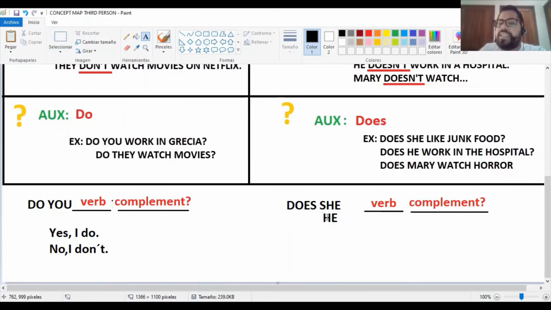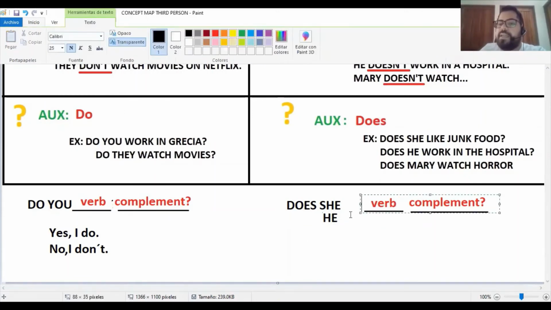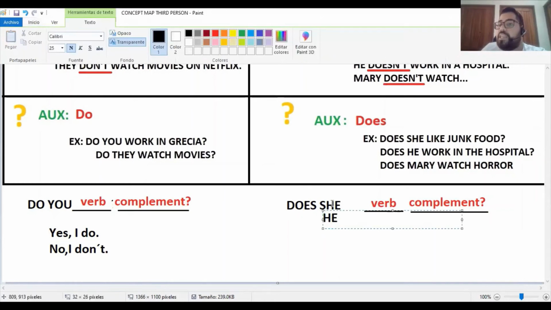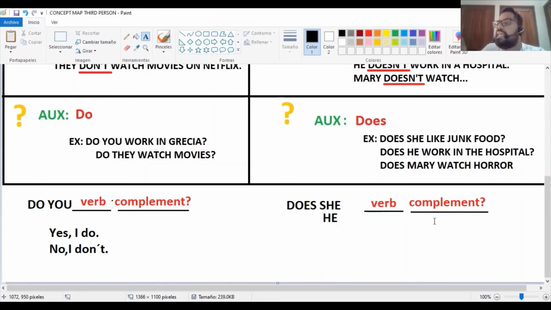Does she? Y sigamos con las preguntas de like, que son las de la siguiente unidad. Ocupamos un verbo. Does she like reggaeton music? ¿A ella le gusta el reggaeton? O la música reggaeton. For example, I can ask, does he like junk food? Comida rápida, junk food o comida chatarra. Does he like, look at this, does he, okay, podemos usar he or she, like, the verb over here, and the complement, junk food. Podría ser, does he like Italian food?